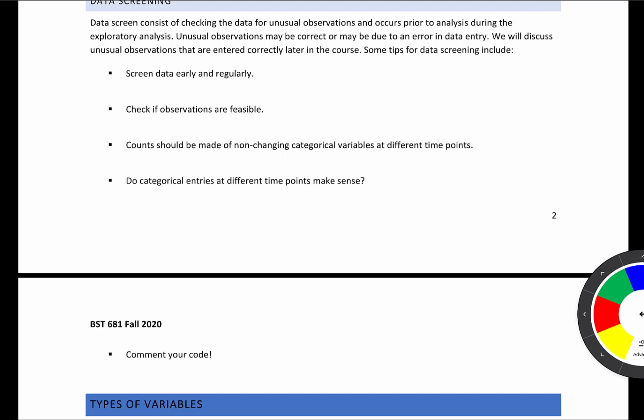Counts should be made of non-changing categorical variables at different time points. For example, one can check if the total number of males and females at baseline matches the total number of males and females at follow-up. That's a quality check you can do: if you know there's some count variable that shouldn't change from pre to post, you can check to make sure those are still the same. Do categorical entries at different time points make sense?